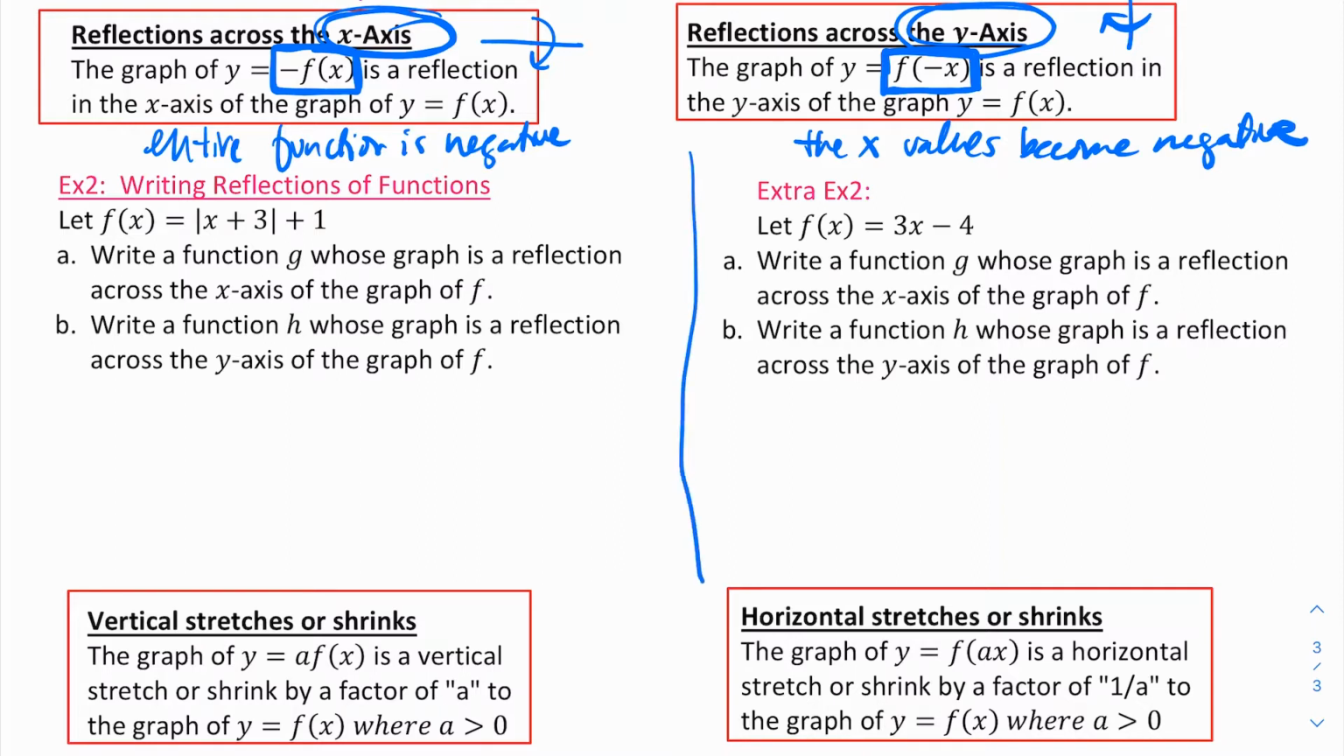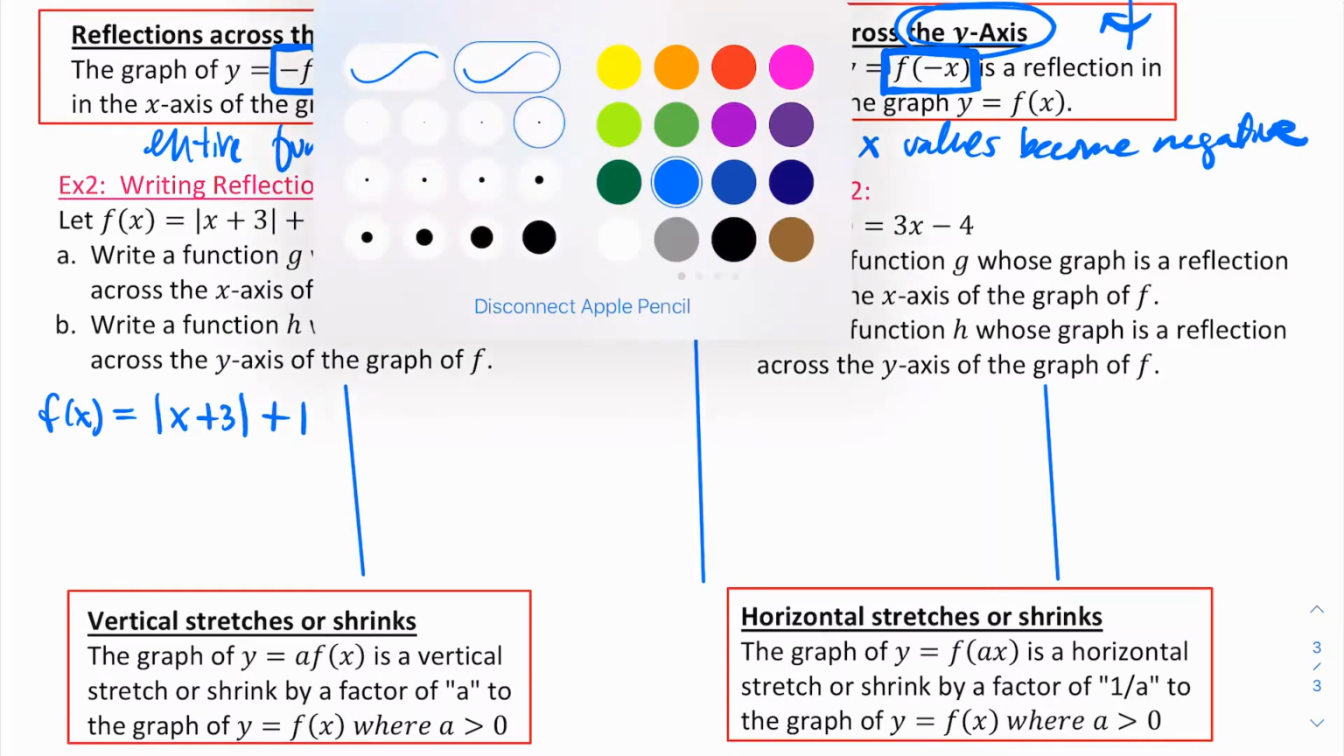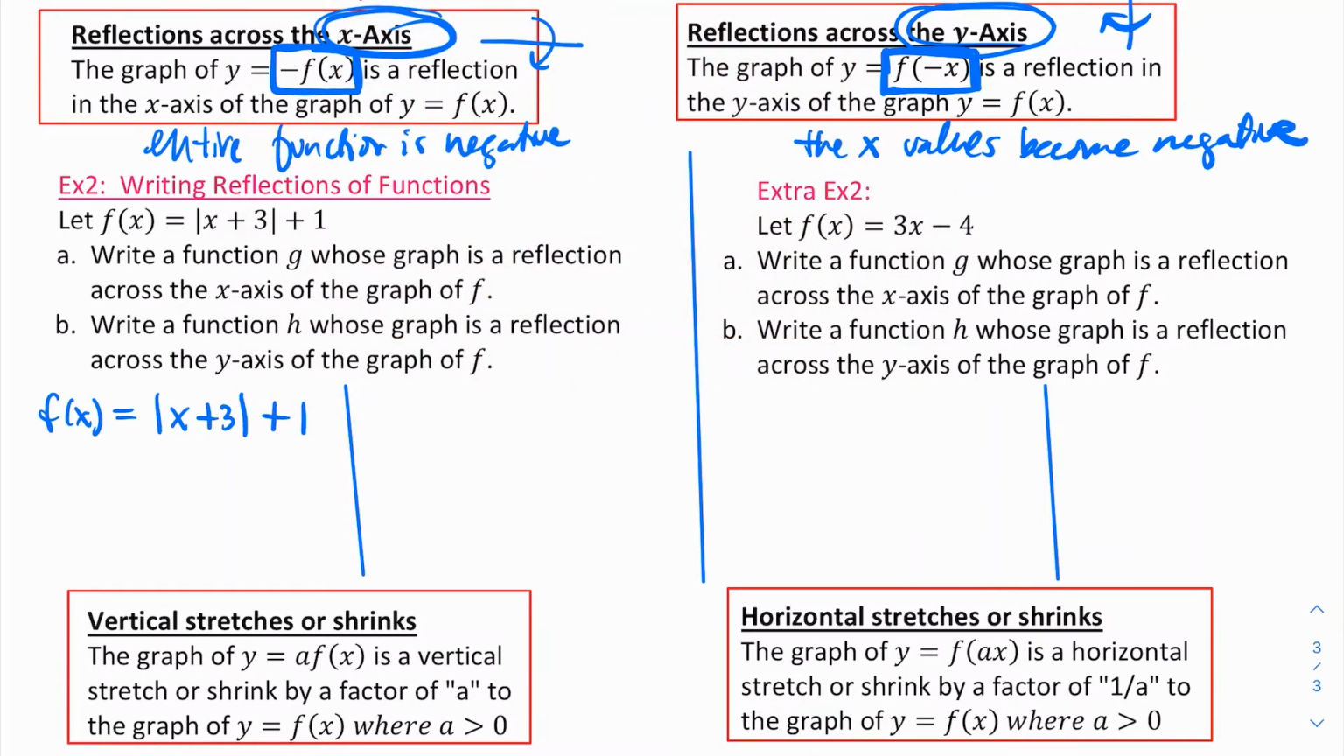Again, we have 4 different problems because we have an A and a B for both. I'm going to start by writing the regular function f of x is equal to the absolute value of x plus 3, plus 1. For the first part, they want a reflection across the x-axis. What that does is it makes the entire function negative. And since it makes the entire function negative, all of this will become negative. There are only 2 parts: the absolute value part and then the numeric part.